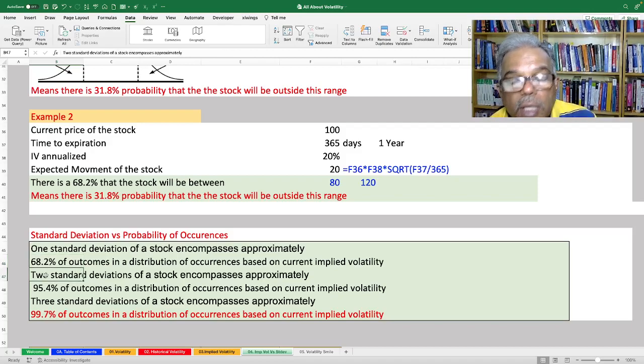Two standard deviations means we can estimate 95.4% of outcomes. Three standard deviations will give you roughly 99.7% of the outcomes of the distribution.